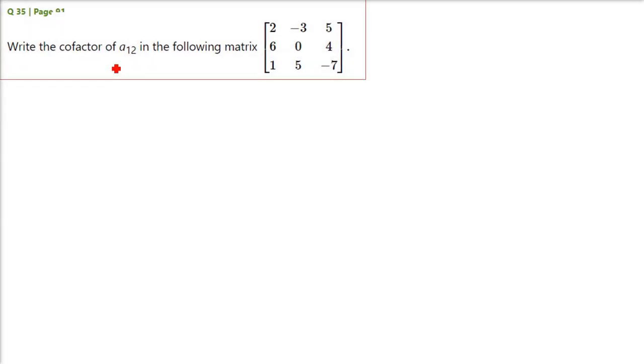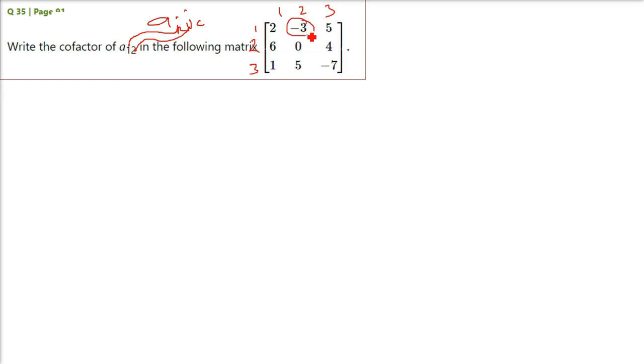What is the cofactor of A12 in the following matrix? Now remember, A12 is what? There are 3 rows and 3 columns. So A12 means first row and second column you have to find, because if you write Aij, i corresponds to the row number, j corresponds to the column number. So first row, second column.